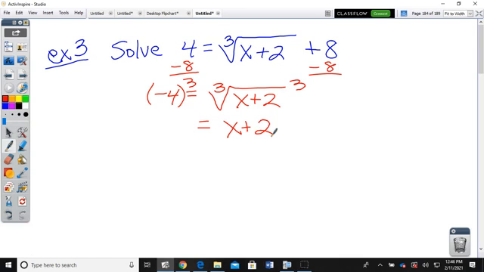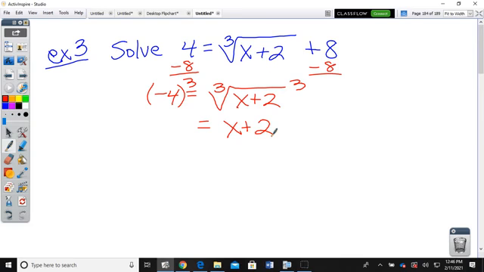Negative 4 to the third. Why do you have a 3 on the outside and a 3 on the inside? Because that's how you get rid of the radical. To get rid of a cube root, you cube it. To get rid of the fourth root, you do the fourth power. When you get rid of the fifth root, you do the fifth power.